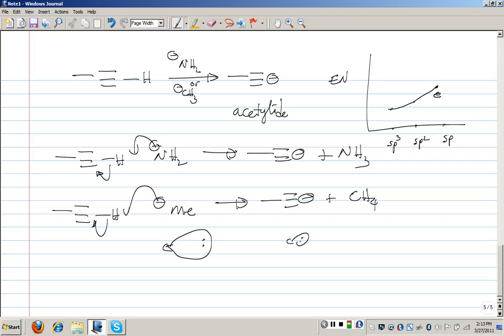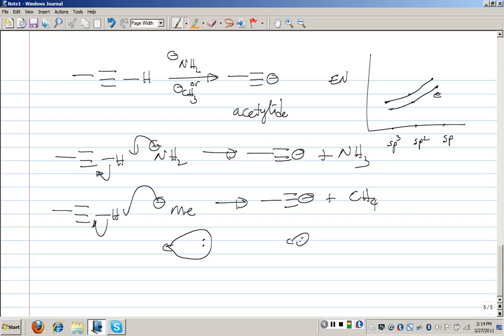If I run a similar plot for the electronegativity of nitrogen, well, sp3 hybridized nitrogen is more electronegative than sp3 hybridized carbon. And certainly sp2 hybridized nitrogen is more electronegative than sp2 hybridized carbon, and sp hybridized nitrogen is more electronegative than sp hybridized carbon, and this is absolutely true.